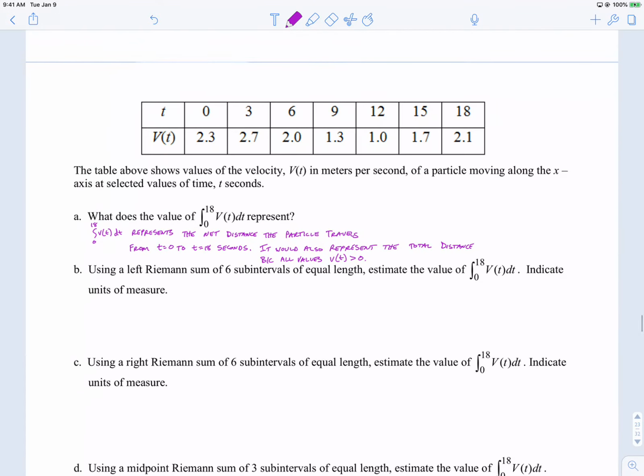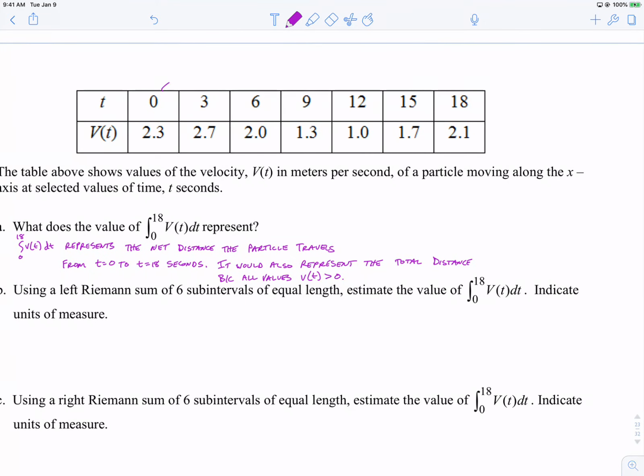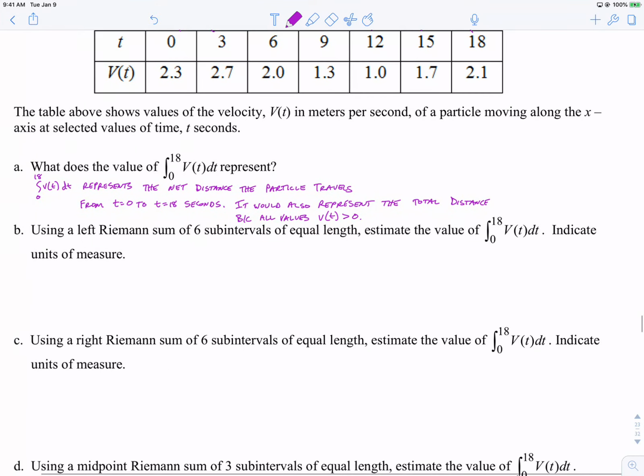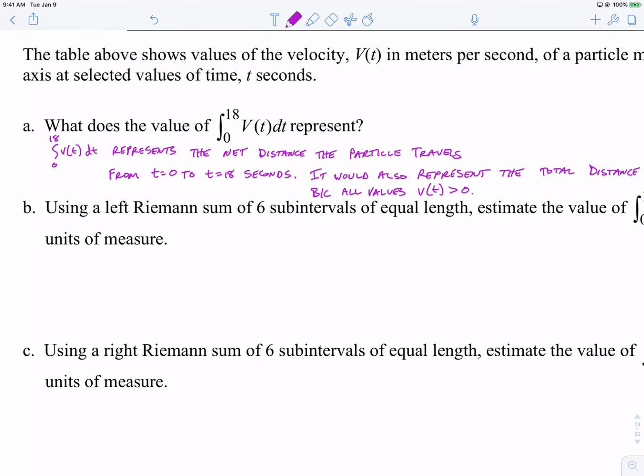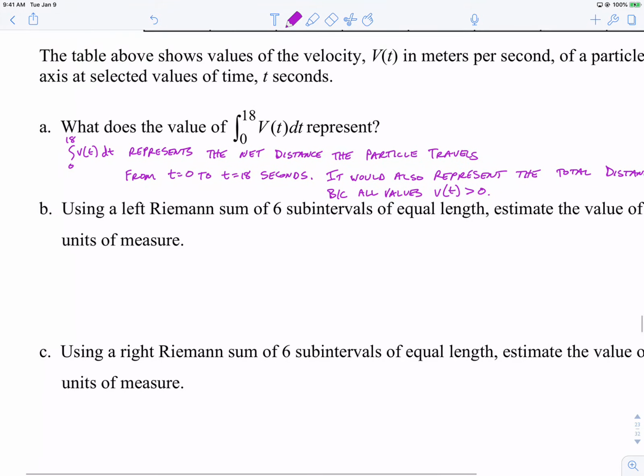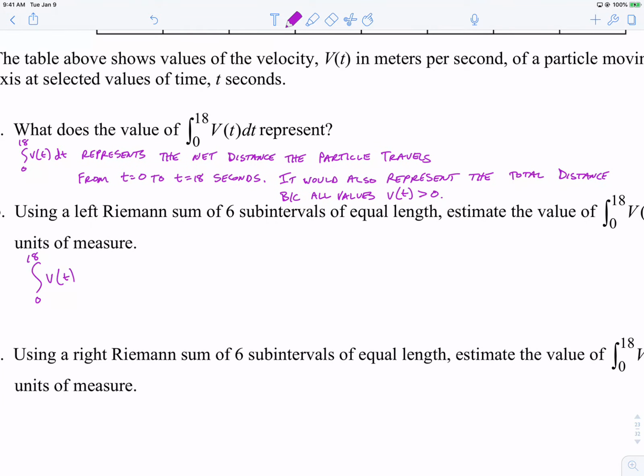Using a left Riemann sum of 6 subintervals of equal length, estimate the value. So we need 6. There's 1, 2, 3, 4, 5, 6. We want to estimate the value. These are all equal length because they go up by 3 every time. So that's nice. That means I could factor them out. So from 0 to 18, that area under the curve can be approximated by the width of each rectangle, which is 3. Now I got to do the heights of each one.